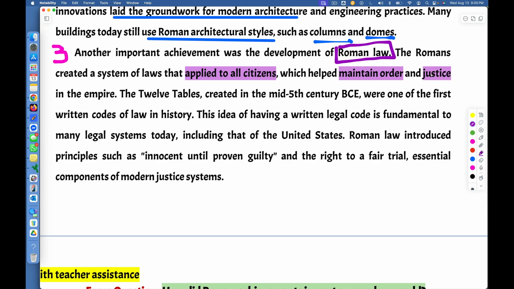The 12 tables, created in the mid-5th century, were one of the first written codes of law in history. This idea of having written legal code is fundamental to many legal systems today. So the idea of having a written legal code is in many legal systems today, including the U.S. Roman law introduced principles such as innocent until proven guilty and the right to a fair trial that are essential components of modern justice systems.